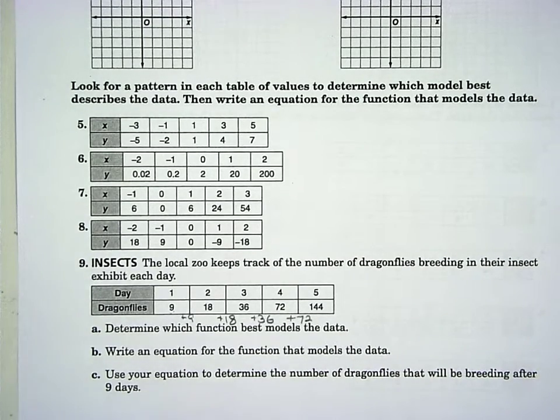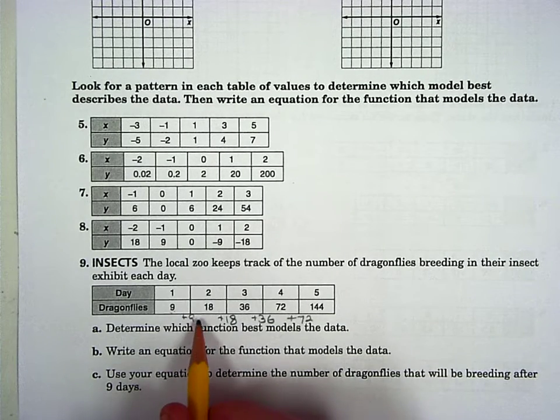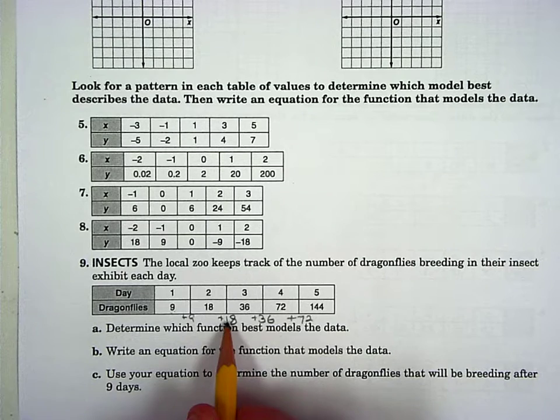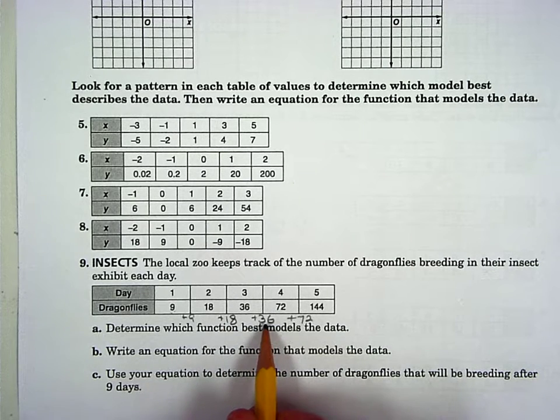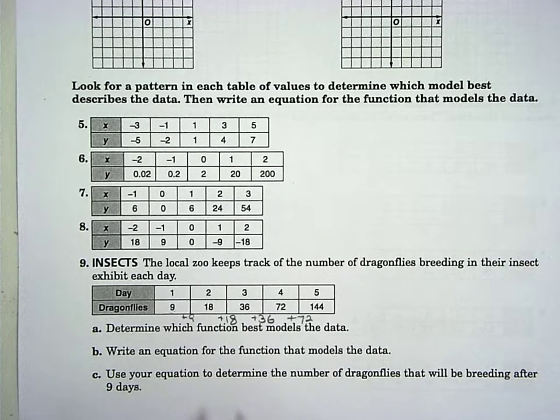Next we want to see if it's going to be a quadratic function. So we can look at the differences again. 9 to 18 is going to be another plus 9, 18 to 36 another plus 18. Right there it tells you that it's going to be an exponential function.